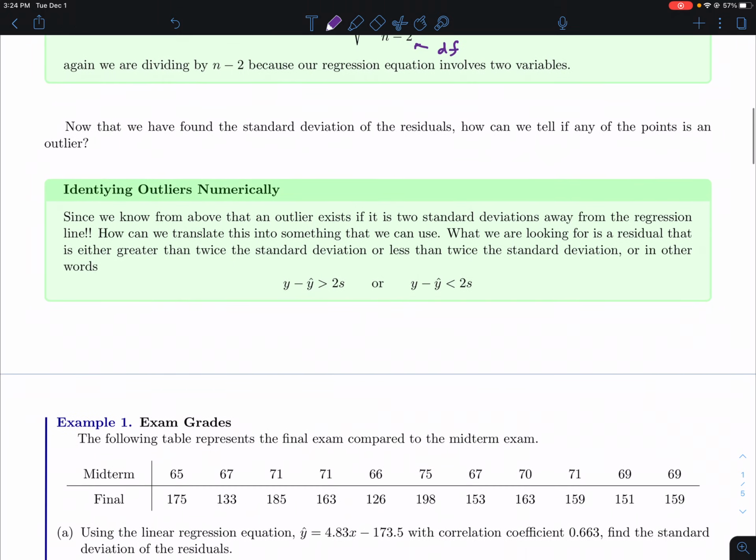So, identifying outliers numerically. Again, what we're looking for is when this residual is either smaller than negative 2 times the standard deviation or bigger than 2 times the standard deviation. If you think about our normal curve, it could be on either the upper end or the lower end. That part's actually not that bad once we've calculated the standard deviation. The hardest part of this is actually calculating the standard deviation.